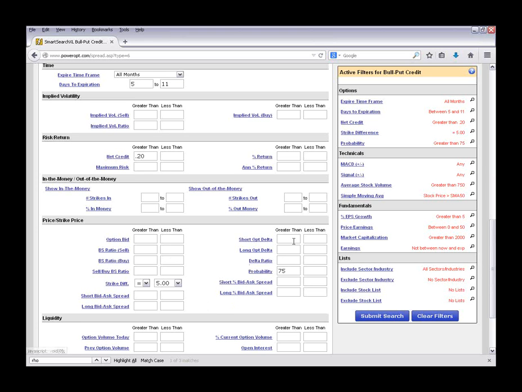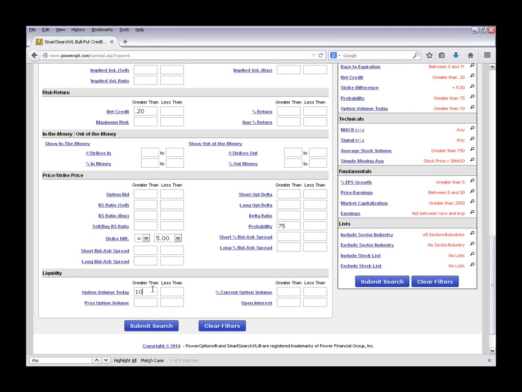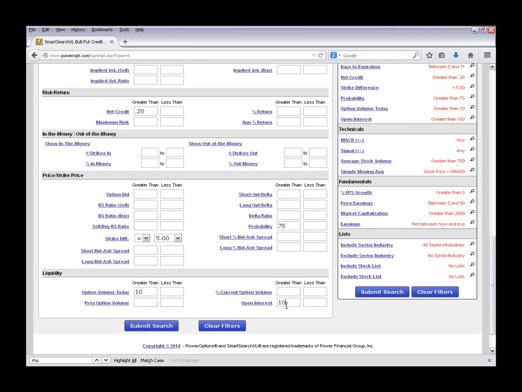I don't have to put in a low delta for my short option of less than 0.3 or less than 0.2 because the probability takes that into account. I don't have to put in a range I want to see in or out of the money because the probability is going to force that as well. But let's just talk about the last thing I want to put in, which is some liquidity. Probably want some options that are showing good liquidity, so we're just going to put in a basic option volume today of at least 10 contracts, and I want an open interest of at least 100.